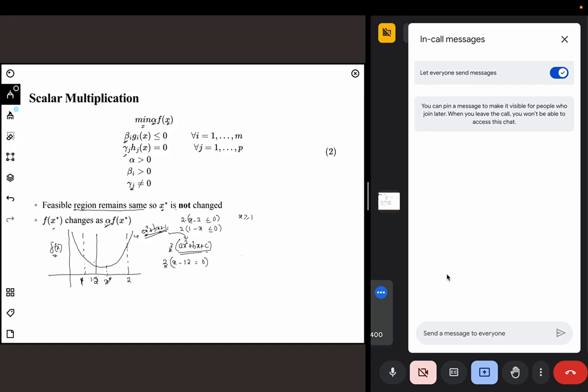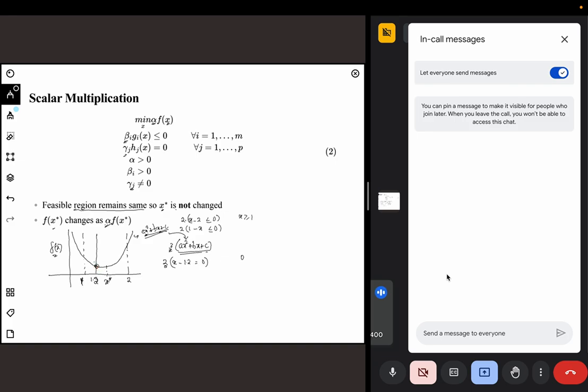When I put a 0, there are two possible combinations: either this can be 0 or this can be 0. But that is not the physical constraint. The physical constraint states that h of x should be 0, which means this should not be 0. Only in that case will you end up having the same constraint as this. So what will be the optimal value? There is only one possible combination. You cannot vary x here and there. x has to be 1.2, so this will be my optimal value.